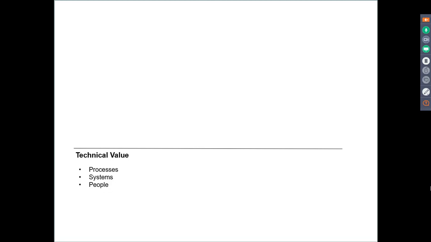When I say technical, don't get pigeonholed to think that we're talking about technology. You could sell something that is zero technical, zero technology, but you could still improve something from a technical perspective in terms of a process.